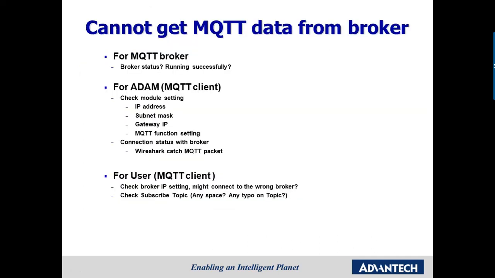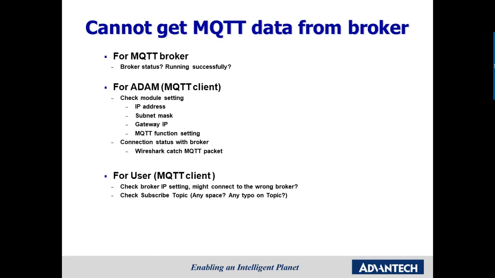The last part is the troubleshooting skill for the MQTT function with ADAM. If you cannot get the MQTT data from broker, please check the following 3 parts. First is for MQTT Broker. You have to use a broker for MQTT application. If broker is not running successfully, of course you cannot get the data from it.